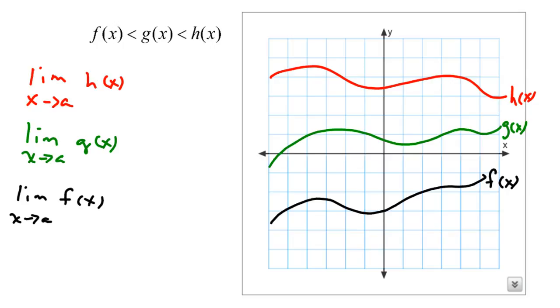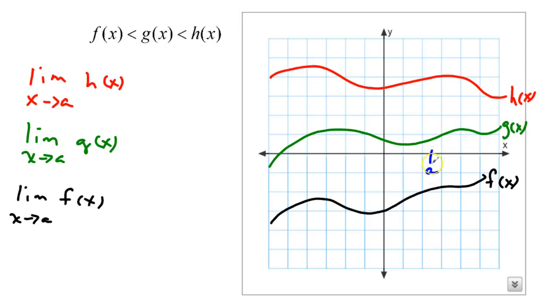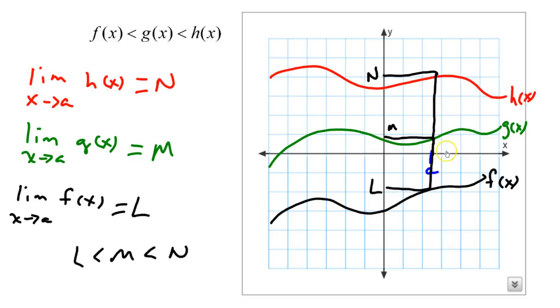In other words, if I pick some arbitrary value on my x axis in my domain on the interval that I'm considering, say this is my value that I want to consider right here, this x value right here, would you agree that for the f of x function, the limit as x approaches a would be L. The limit as x approaches a for the green function g of x would be M, and the limit as x approaches a for the red function h of x would be N.